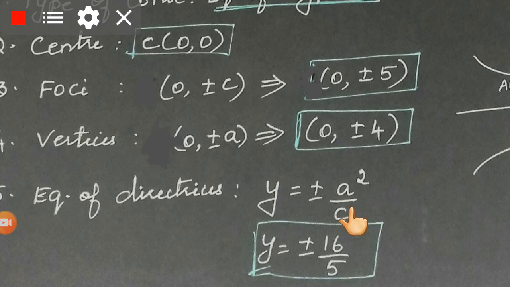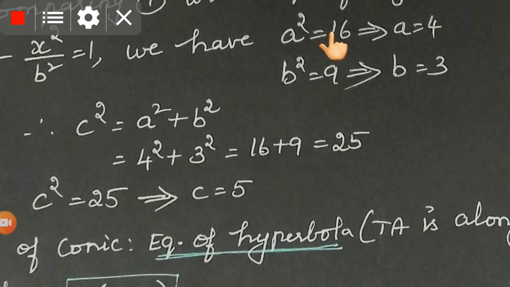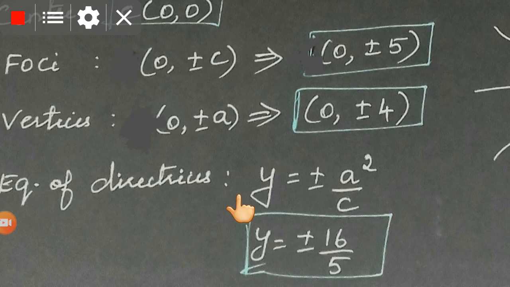What is the formula for the equation of directrices? Plus or minus a square by c. We write this as y is equal to. Therefore, y is equal to plus or minus the value of a square. What is the value of a square? 16. What is the value of c? 5. Therefore, the answer is the equation of directrices is y equal to plus or minus 16 by 5.